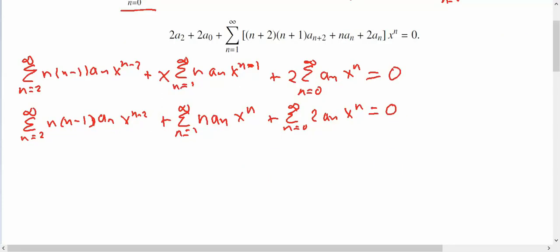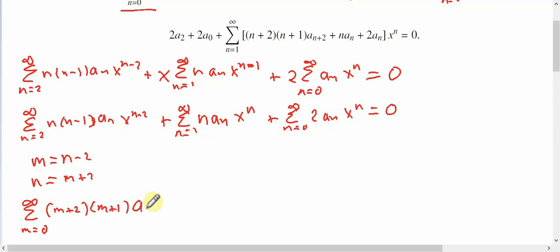Next, now that I've got everything inside, I want all my powers on my x's the same in each of the power series. So this one, since I've already got n on those, I'm going to take m and replace n minus 2 by that, which is the same as saying n is m plus 2. And so this series is going to become m equal, well, when n starts at 2, m is going to start at 0. And then I have n, which is m plus 2. And then I have one less than that, which is m plus 1. And I have a sub n, which is m plus 2. And x now is to the m power.